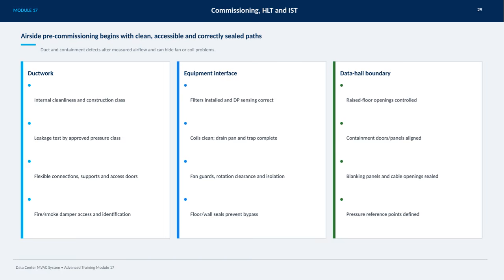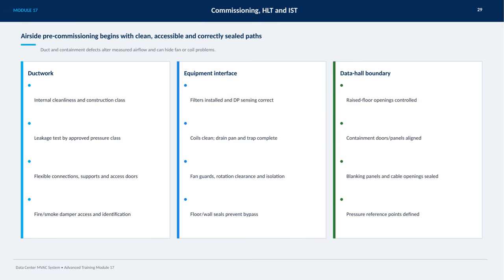Filters must be installed correctly, and the differential pressure sensing should be accurate. Coils should be clean, with drain pans and traps properly completed to avoid any water issues. Fan guards, rotation clearance, and isolation are essential for mechanical safety. Sealing at floor and wall junctions is important to prevent air bypass.